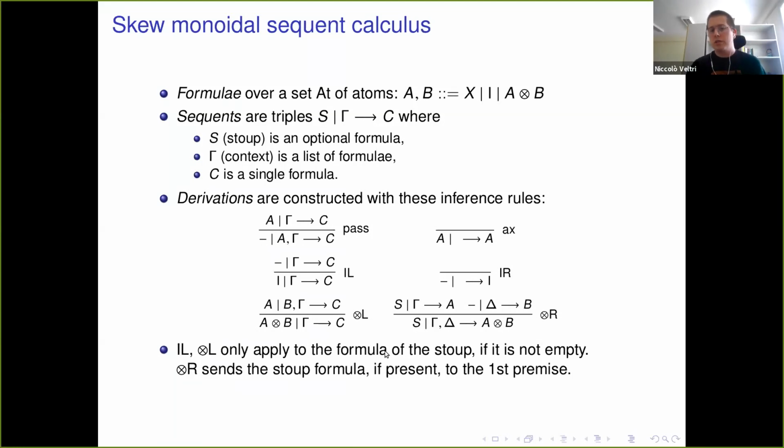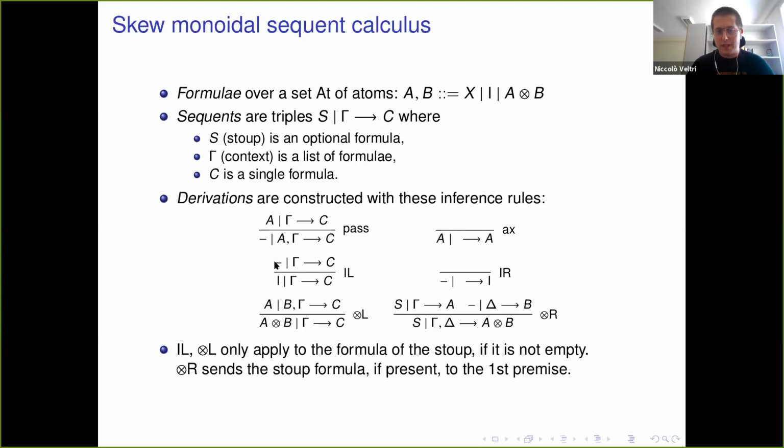Okay, and the rules of this sequent calculus are these 6 rules. We have an axiom rule, so we can derive A from A, and A here is in the stup. Then we have 2 left rules, one for unit, one for tensor. In the left unit law rule, if you read it bottom up, we are able to remove a unit from the antecedent, right?